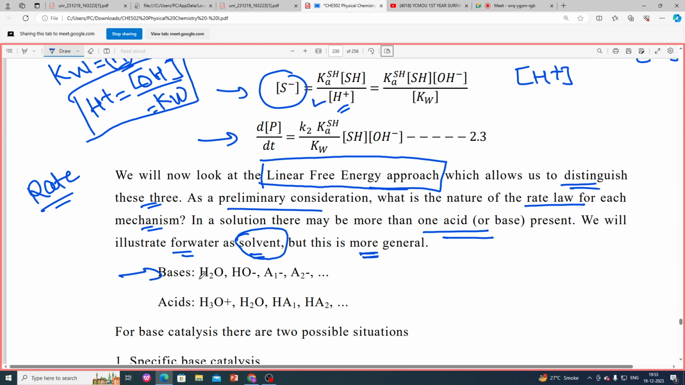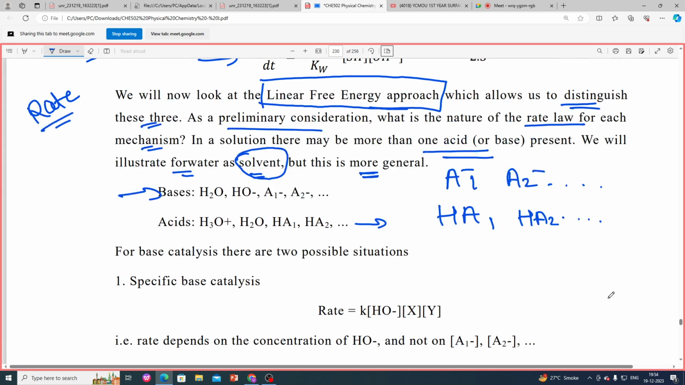So here some bases are given, H2O, OH minus, A1 minus, A2 minus like that, and some acids are given here, H3O plus, H2O, HA2 like that. Okay, so देखो एसिड के में हम लोग दिखेंगे HA और बेस में हम लोग दिखेंगे खाली A माइनस। Okay, that is A1 minus, A2 minus and like that, HA1, HA like that for acids.